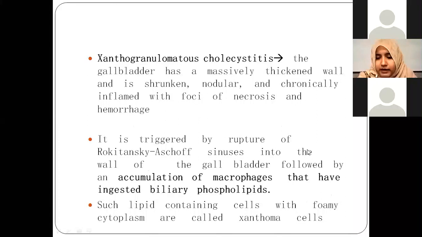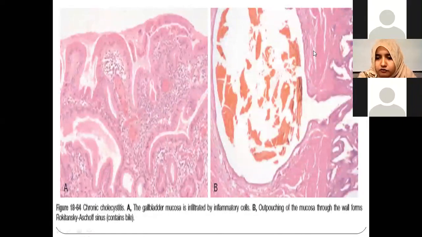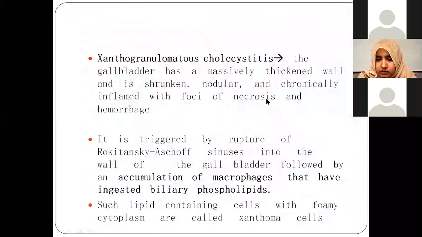It is triggered by the rupture of Rokitansky-Aschoff sinuses into the wall of the gallbladder, followed by an accumulation of macrophages that have ingested biliary phospholipids. So these sinuses get ruptured. Look, if you imagine like this, if there is fibrosis around it, what will happen? It will get squeezed and ruptured. When it gets squeezed and ruptured, what will happen? There is accumulation. So whatever product comes out of it, how will it get excreted out? Macrophages will be recruited over there and they ingest the biliary phospholipid and they form the xanthogranulomatous cholecystitis.